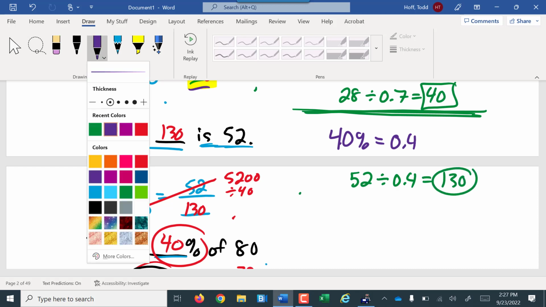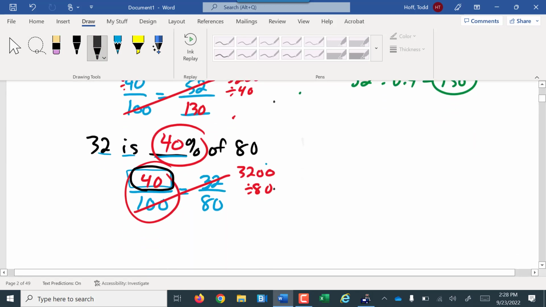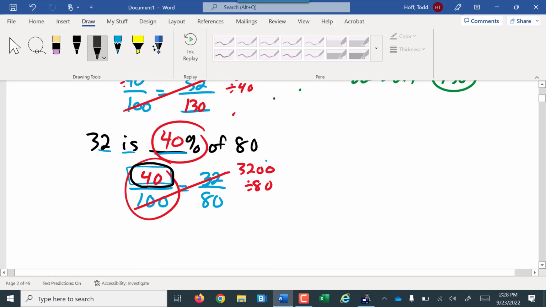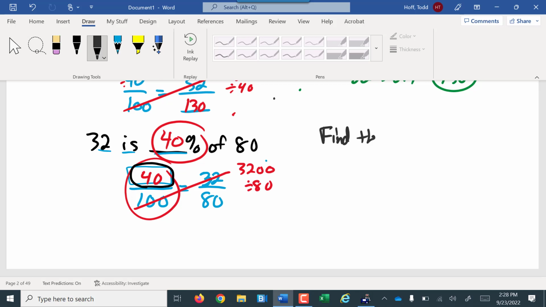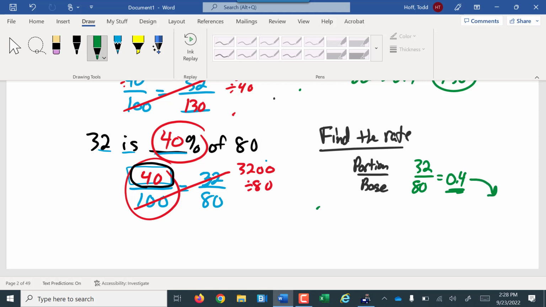And then we have even different yet this next one. We don't have the percent at all, so we're going to have to find the rate. And to do that, we take our portion and divide by the base amount. So here, the portion was the 32. The base was the 80. We divide and we get 0.4 as our rate. Then we want to convert that into a percent, which will be 40%.